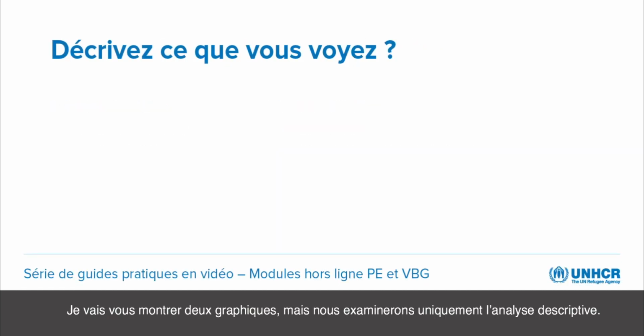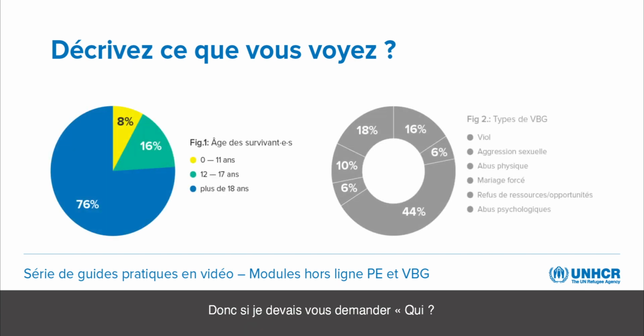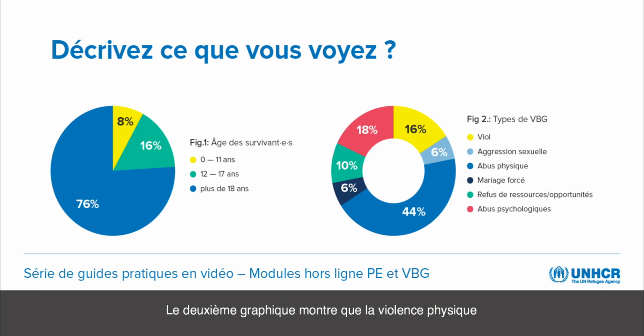I'm going to show two graphs, and we're really just looking at the descriptive. So we're looking at descriptive analysis of this. If I was to say who's coming to our services, you'd say mostly adults. Obviously, there are others. Also, we see that physical abuse is the most frequent type of violence here. So what you just told me is who, adults, and what, physical abuse. This information is useful and necessary, but your graphs are going to speak for themselves on this.